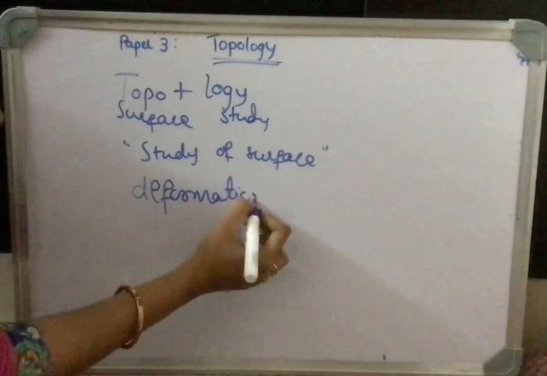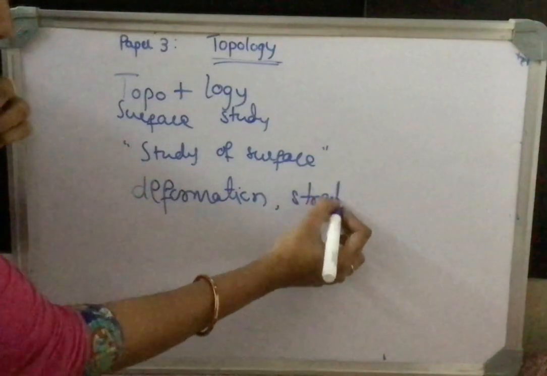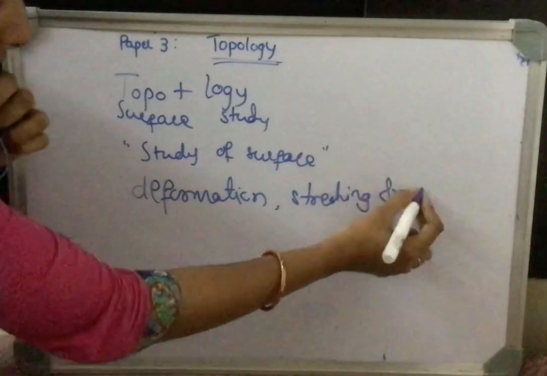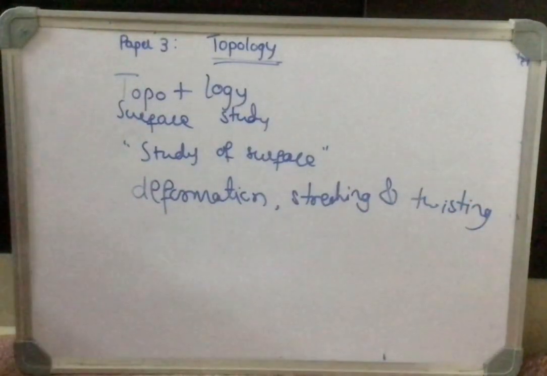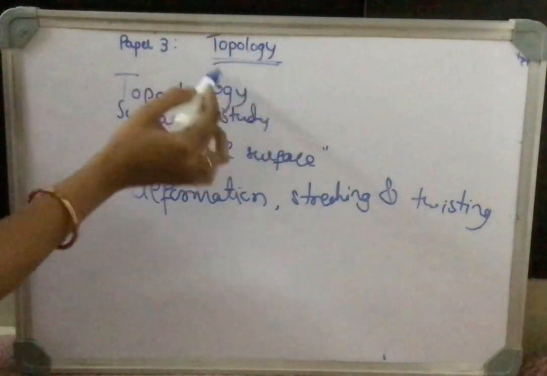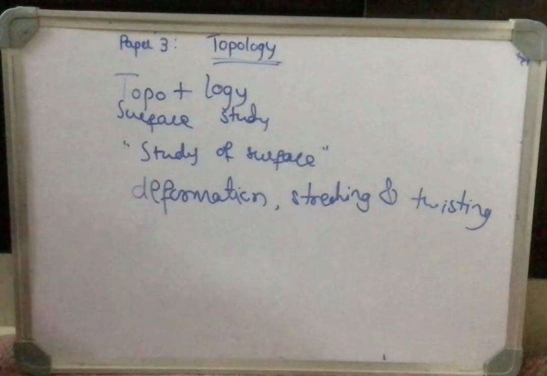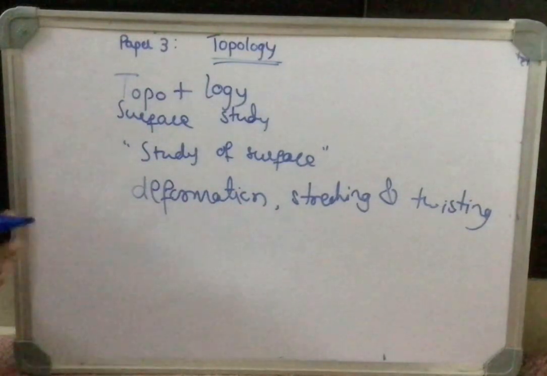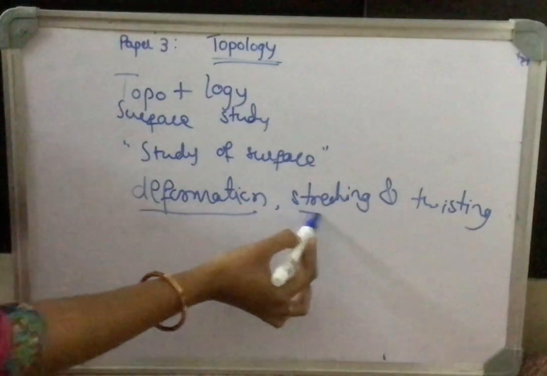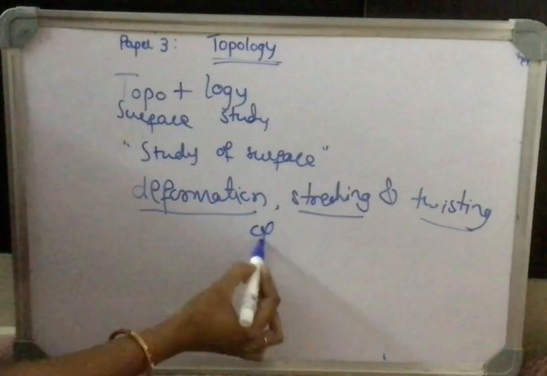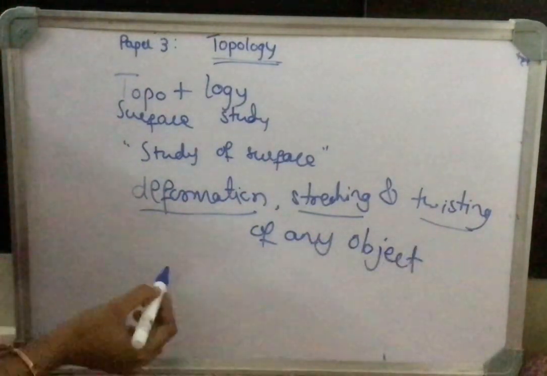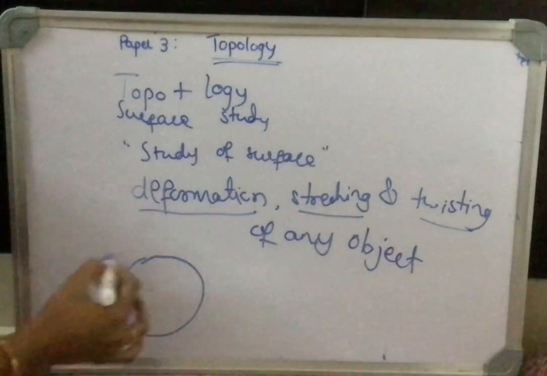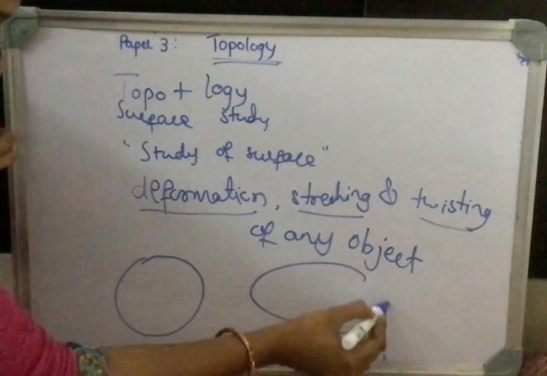stretching, and twisting. Here, it studies the geometrical property. Which property is that? It is preserved, meaning it is not changed when we deform, stretch or twist any object. For example, if you take a circle and stretch it horizontally, you will get an ellipse.